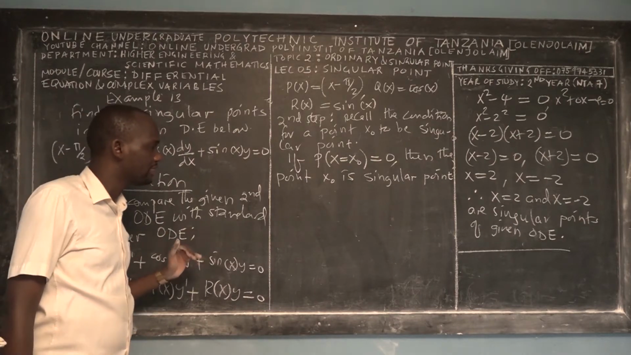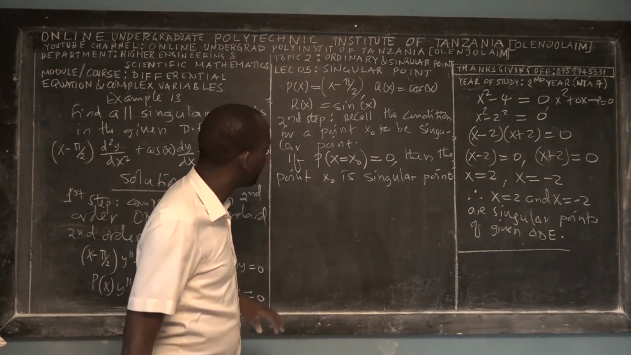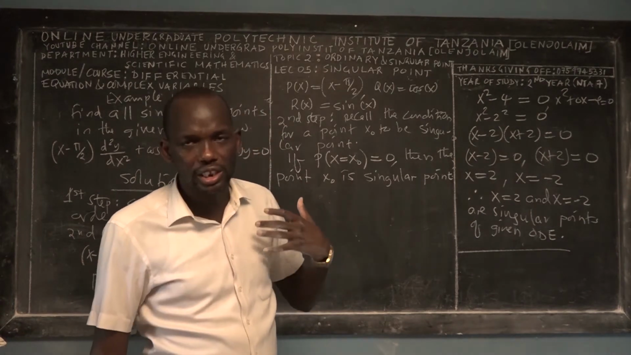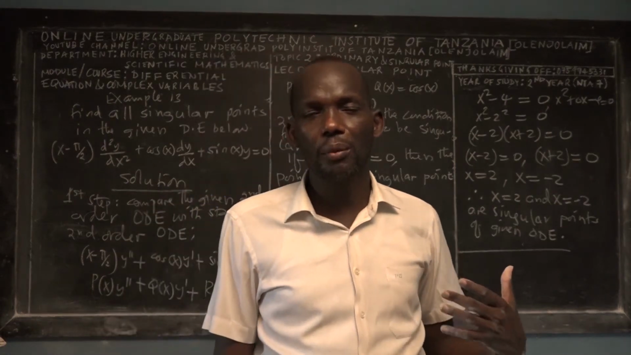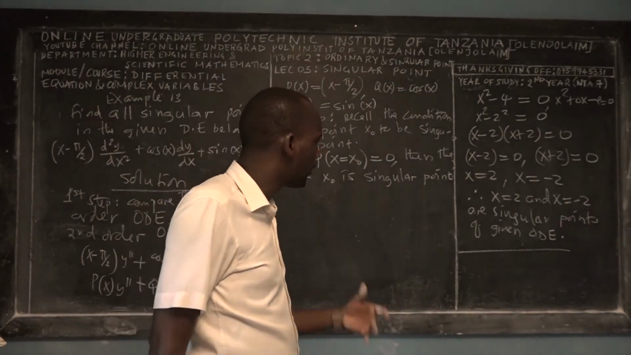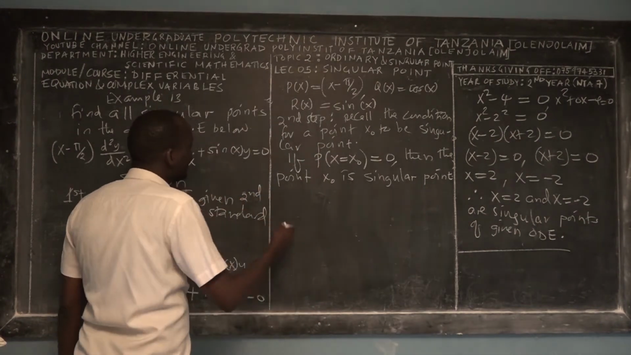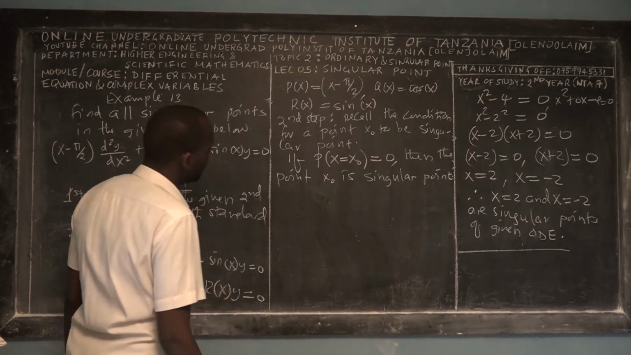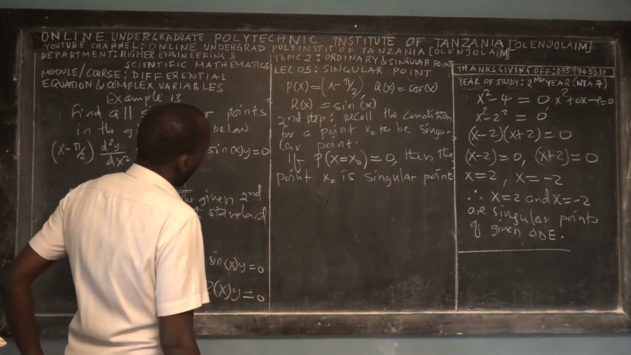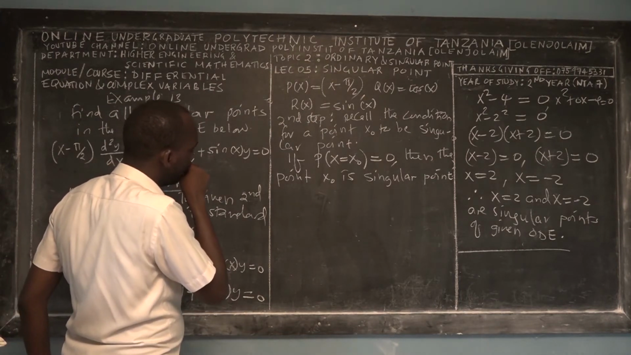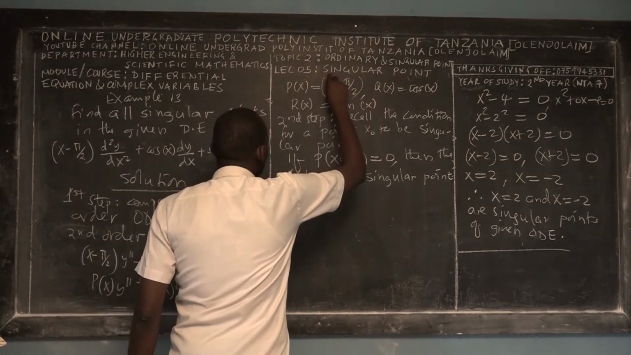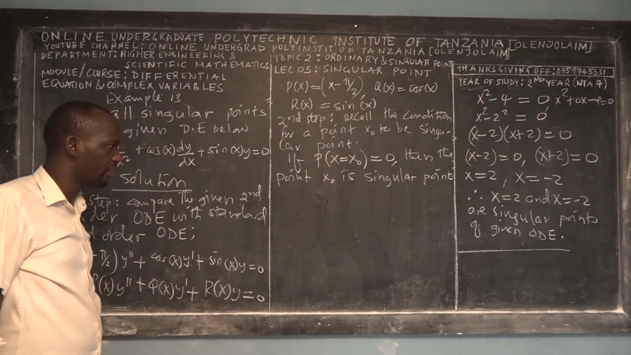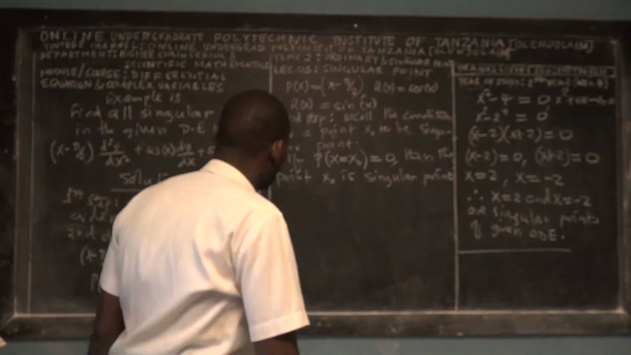Remember that in the previous example, I made the distinctions. You'll be asked to find the ordinary points and the singular points. The technique we follow to find singular points is quite different from the technique we used to find ordinary points. In this example, I'll deal only with how to find a singular point. I won't deal with ordinary points because I'm done with that.